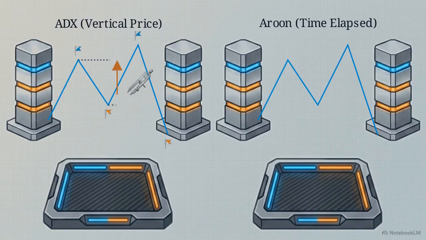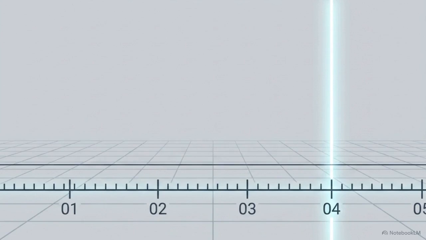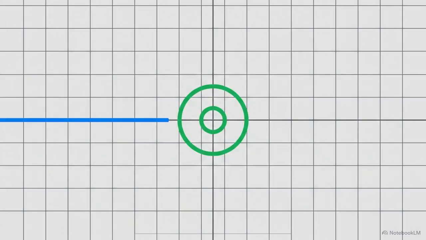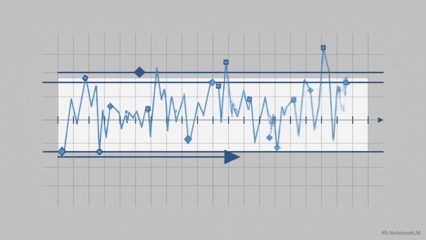ADX calculates trend strength by looking at the vertical price gaps between highs and lows. Aroon ignores those price gaps, looking only at the time elapsed between those points. Because Aroon doesn't require a specific price distance to be covered before it resets, it often highlights a change in market direction earlier than price-sensitive oscillators. This speed makes it a preferred tool for traders who want to identify a new market cycle at its earliest possible stage. The sensitivity that makes Aroon fast also makes it susceptible to whipsaws.